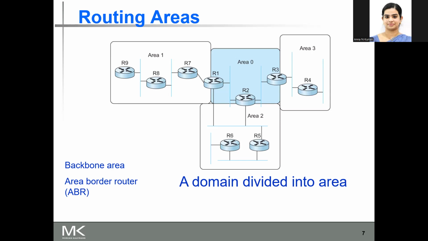In the case of area 2, there are two ABRs. That means area border routers. Here I have mentioned the short form also. And the routers in area 2 will thus have to make a choice as to which one they have to use to reach the backbone area.